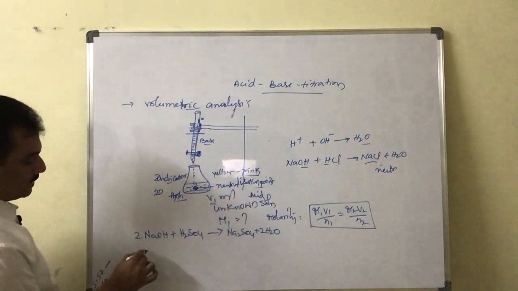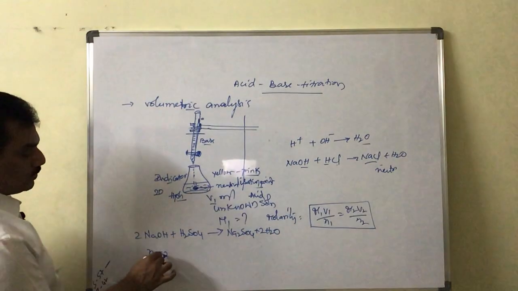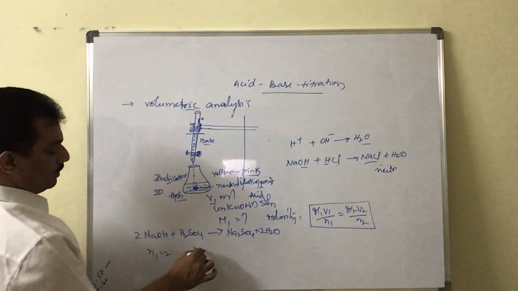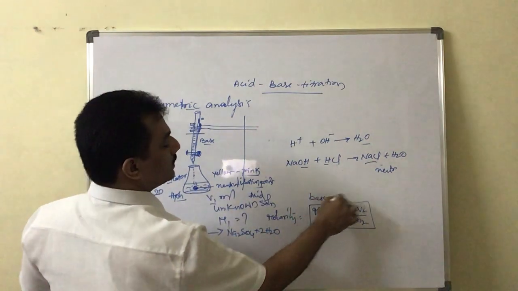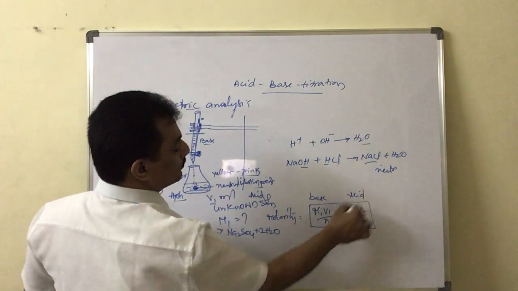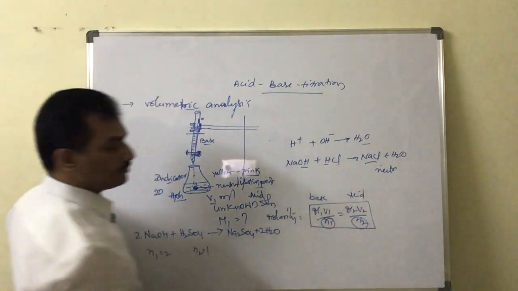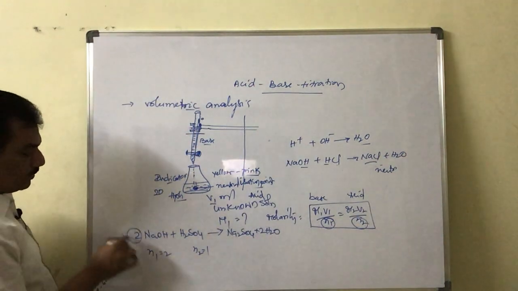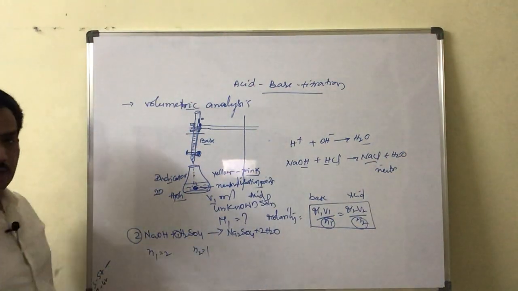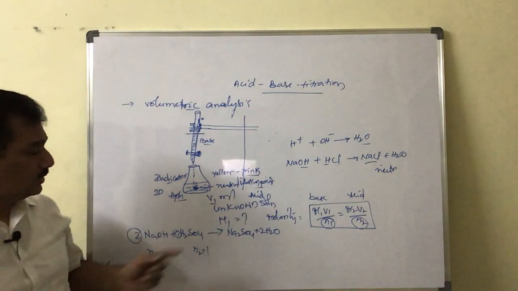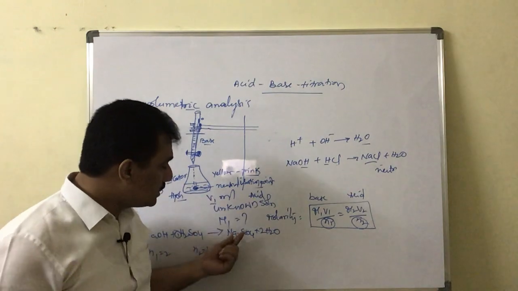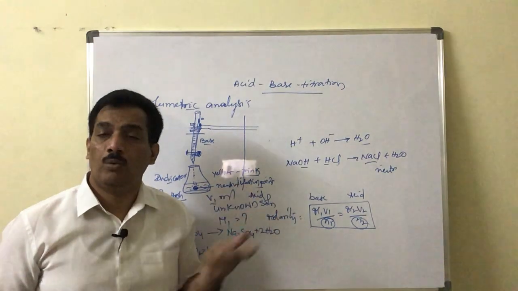Here if it is N1 it is 2, here it is N2, then it is 1. So this is base and this is acid. These are the coefficients related to this. When there is no number, it is by default 1. Is it not? So like this, with this, how do we find the neutralization point?